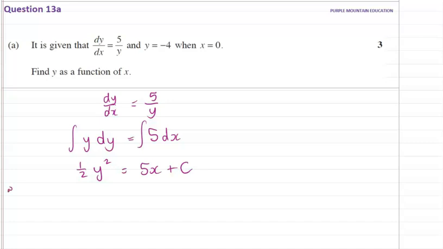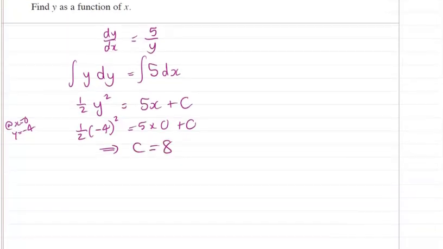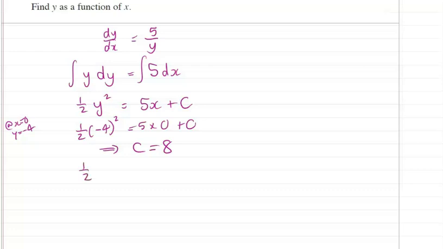Now I know that at x equals 0, y equals minus 4, so let me sub that in. A half of minus 4 squared equals 5 times 0 plus c. A half of 16 is 8, so that's implying that c equals 8. So my equation is now a half y squared equals 5x plus 8, or y squared equals 10x plus 16.